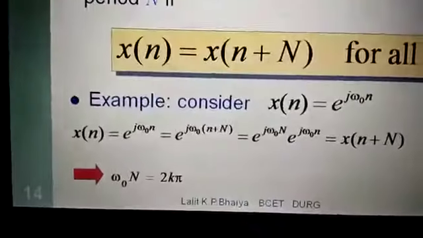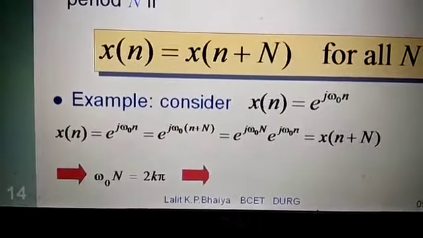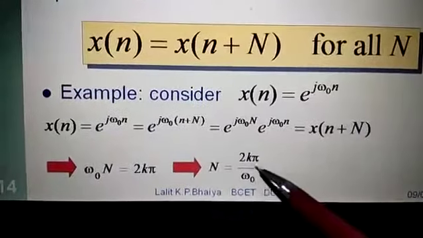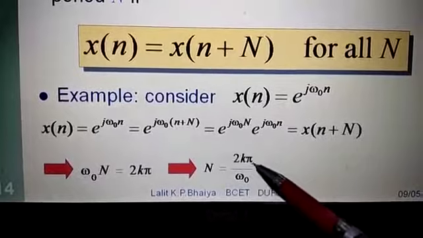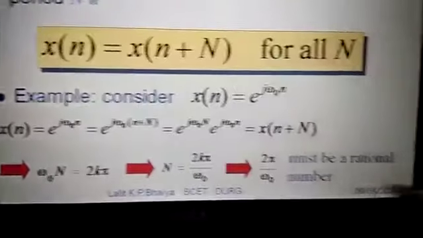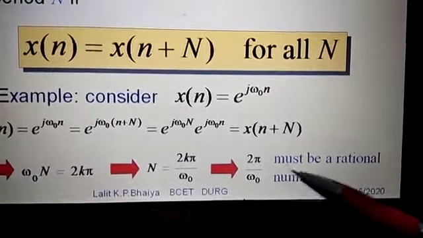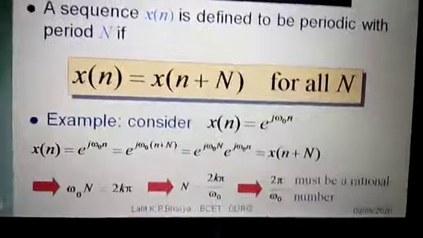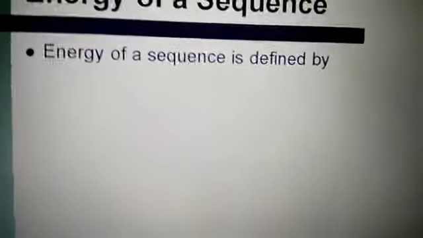And here you can have omega 0 N is equal to 2 pi k, where N is the period, and this capital N is equal to 2 pi k by omega naught, and this can be written as 2 pi by omega naught, which must be a rational number. So this is a property of periodicity.